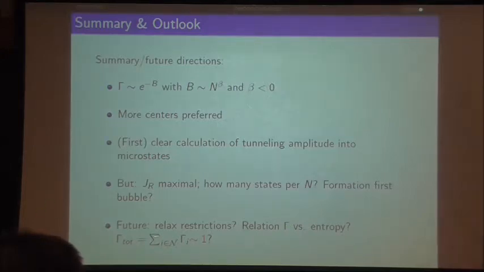So in the future, it would be interesting to relax these restrictions, and of course make some kind of relation between the total tunneling amplitude and the entropy, because in the end, when you sum up all of the tunneling amplitudes, you hope to find something à la Mathur, where the total tunneling amplitude is 1 or something like that, so that the tunneling happens fast and you never get the chance to form a black hole horizon.